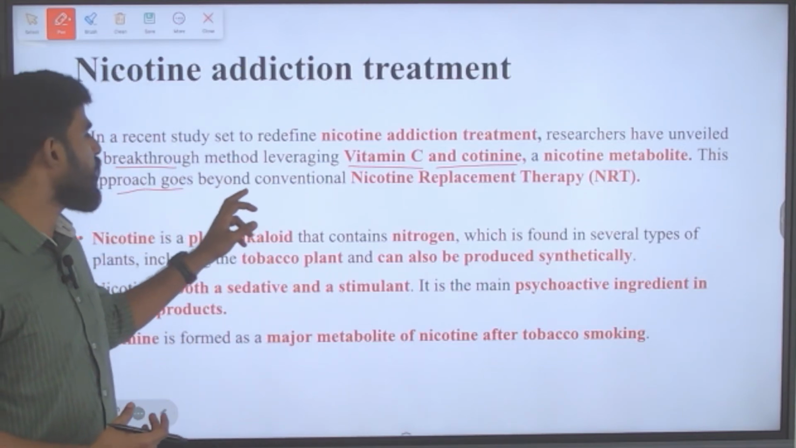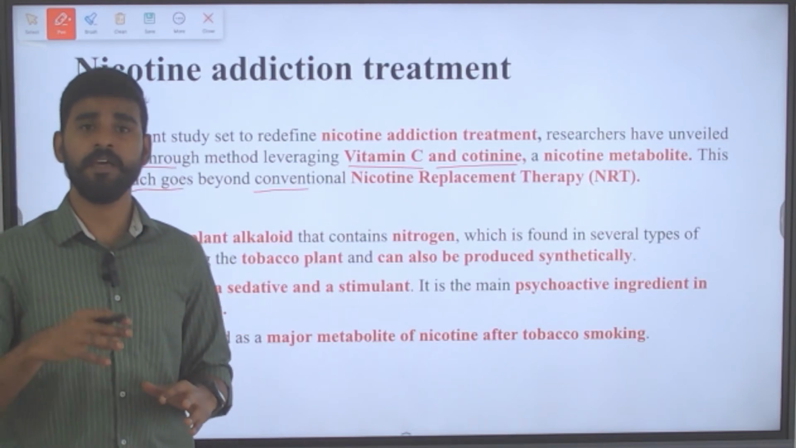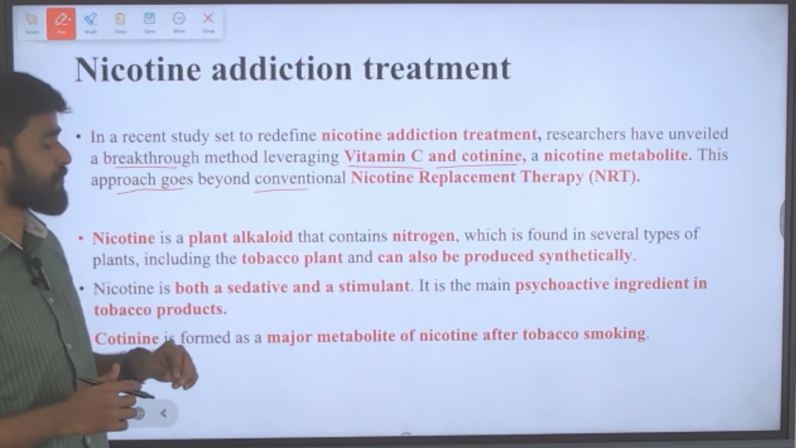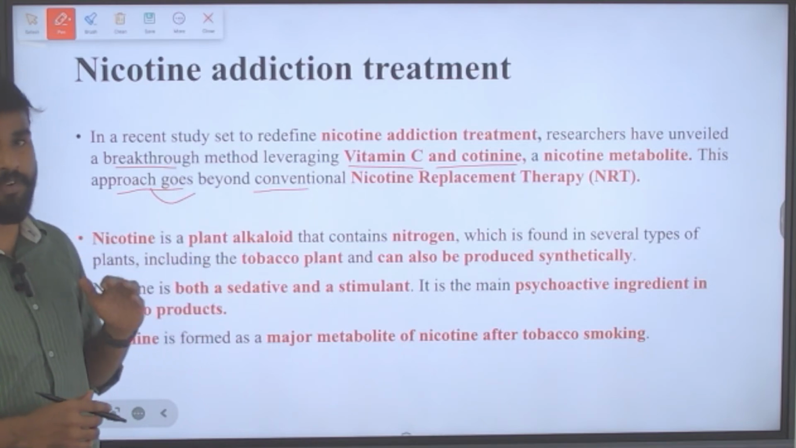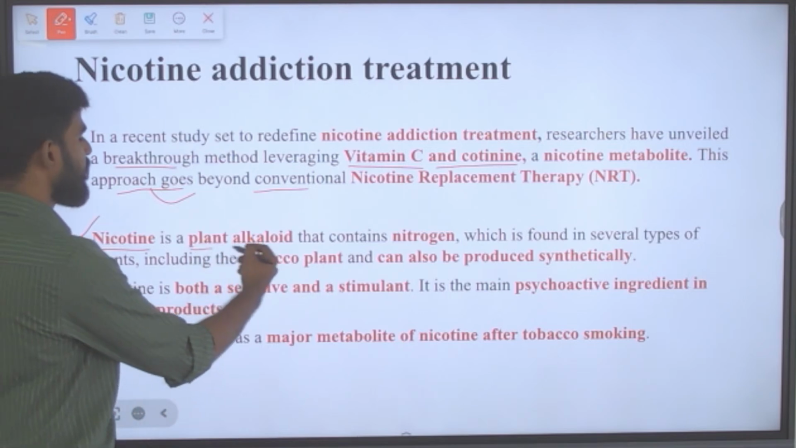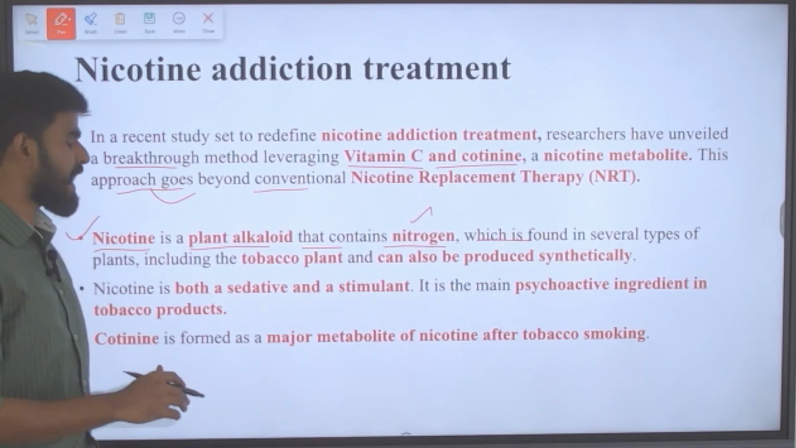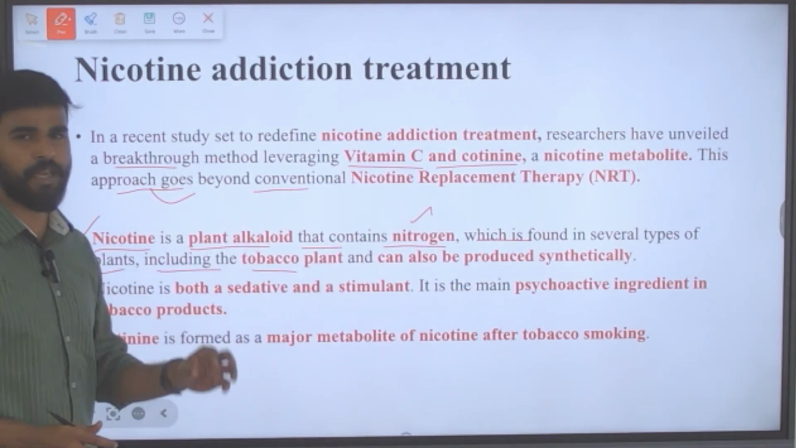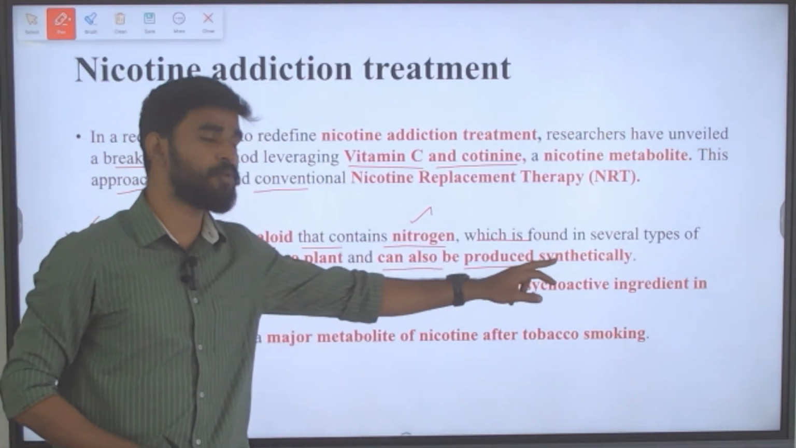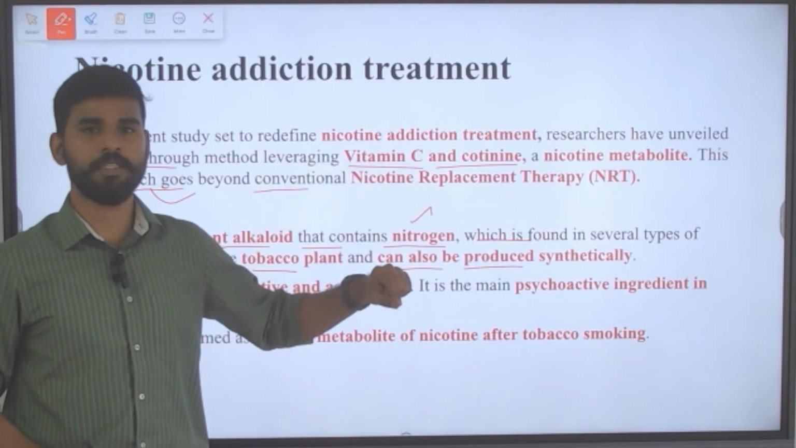And this approach goes beyond the conventional nicotine replacement therapy. At present, we have nicotine replacement therapy. Let us understand about that also. But this new research goes beyond the conventional therapy that we already have. So what is nicotine? Nicotine is a plant alkaloid that contains nitrogen, found in several types of plants, including the tobacco plant. The main source here is the tobacco plant, and it can also be produced synthetically. Such statements are important from the exam point of view.